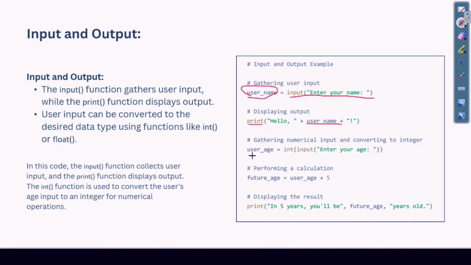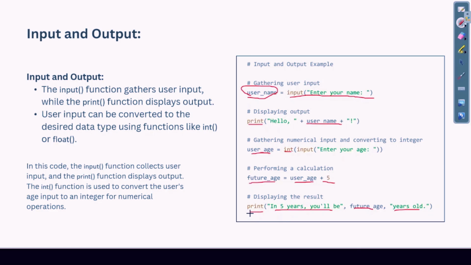Let's take another example. Here we are changing this variable type to integer. We have another variable named user age, and we take input from the user. Then we have one more variable named future age, and future age is nothing but user age plus 5. Now we write the statement print, "In 5 years you will be", then the variable name future age, and then "years old", which is again a string.